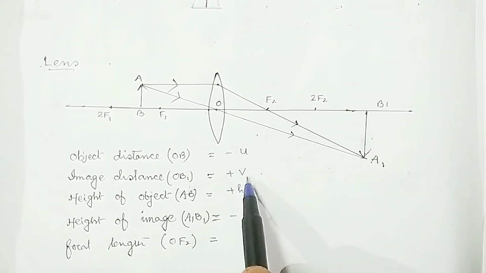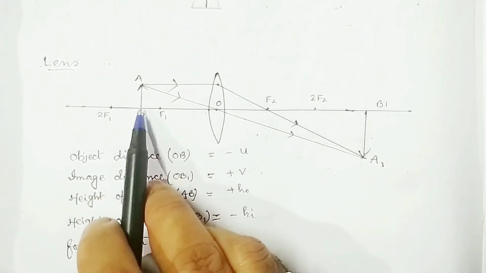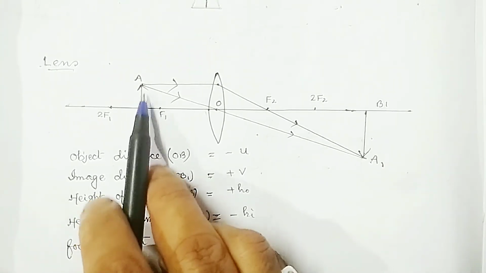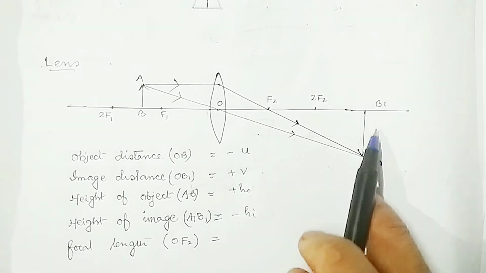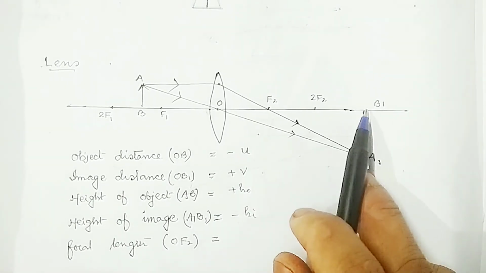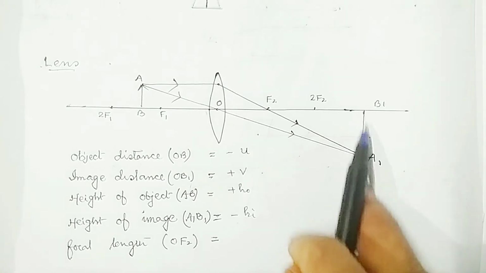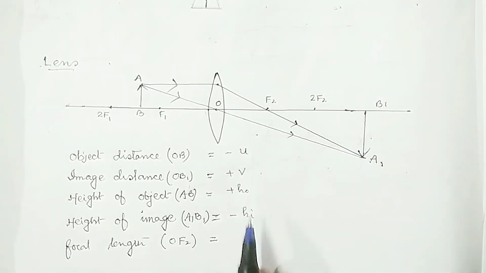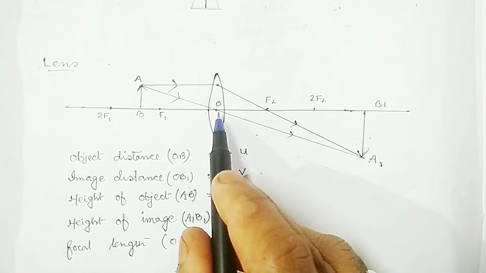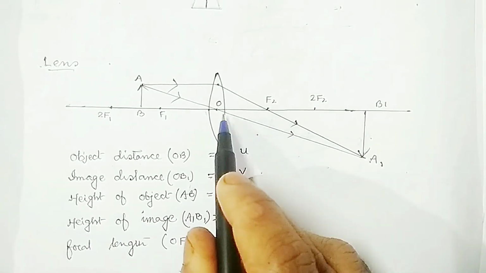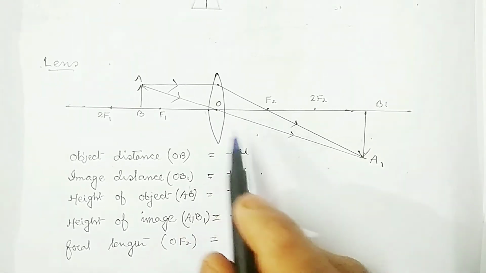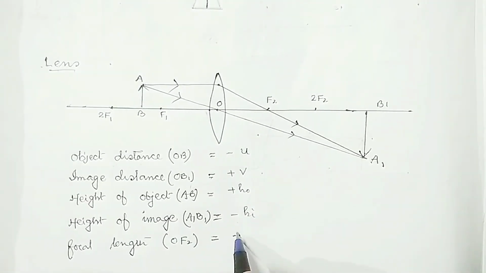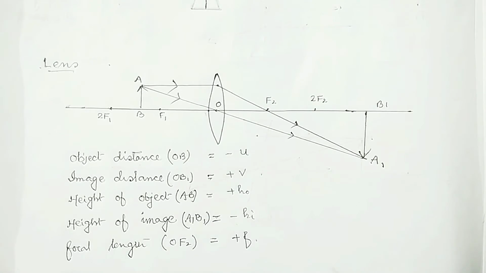We write plus V. Here the height of the object, which is above the principal axis, will be taken as positive. So we write plus HO. Here A1B1 is the image, which is below the principal axis, so it will be negative. We write minus HI. In case of a convex lens, OF2 is considered as the focal length. Since it is on the right side of the optical center, the focal length also will be positive. We write plus F.